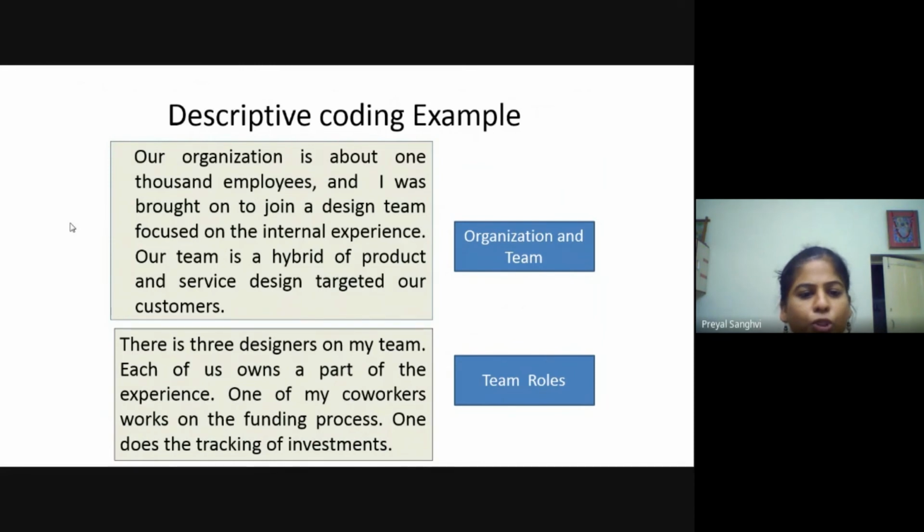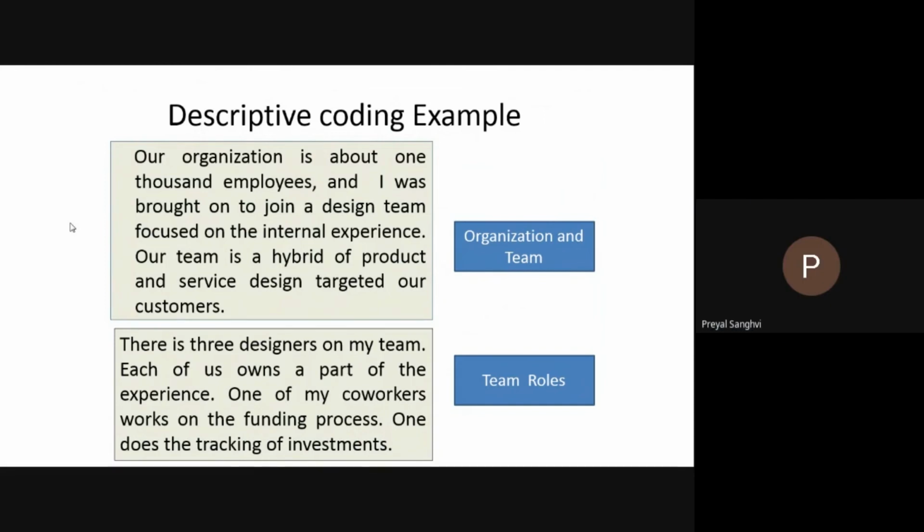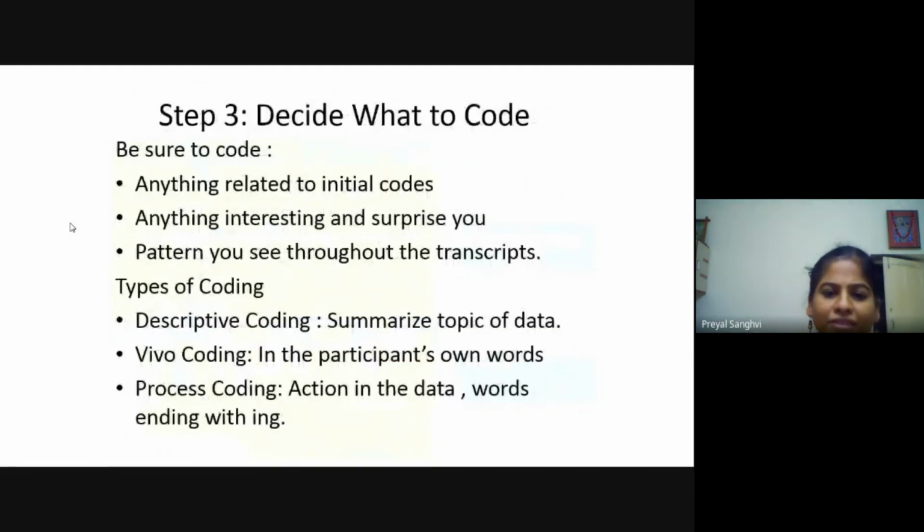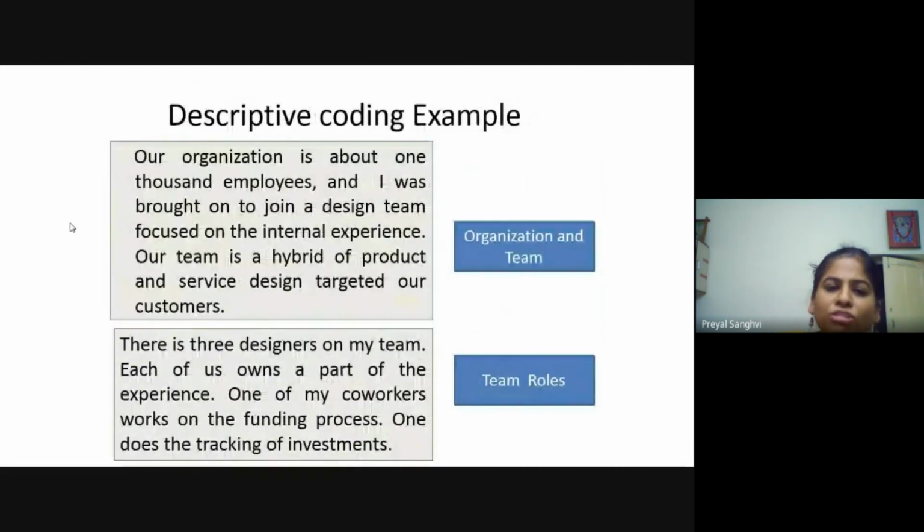One of my co-workers works in the funding process, one does the tracking of the investment. So basically, this paragraph is explaining the team role, so here we have coded this paragraph as a team role. In descriptive research, we use words which summarize the topic. Those kinds of words are what we use as a code.